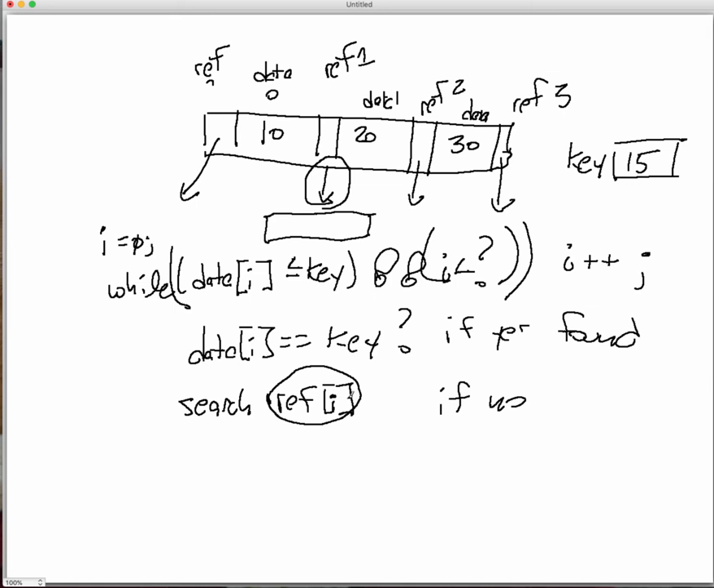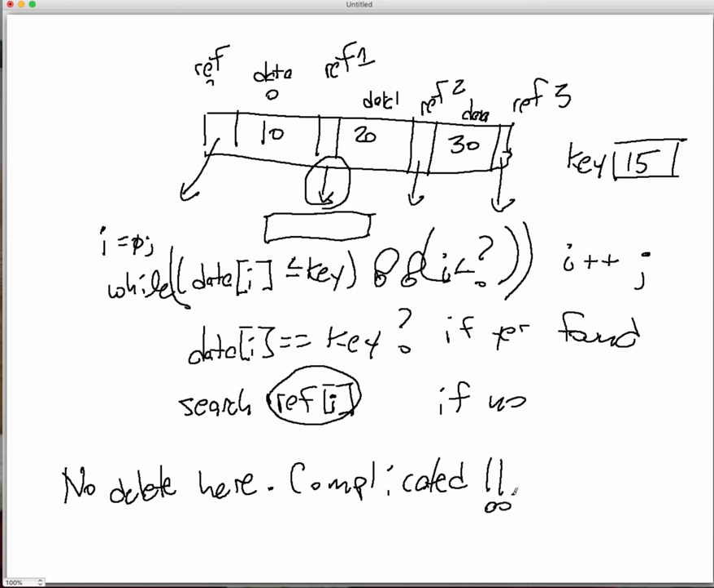You will notice that we haven't talked about delete. No delete here. That's a complicated problem. Even your author decided not to talk about it. And that's basically it for 2-3-4 trees. And it's not going to take us much more to talk about 2-3 trees. Okay, I'm stopping the video for a moment.